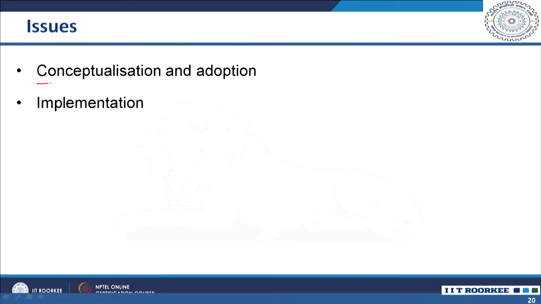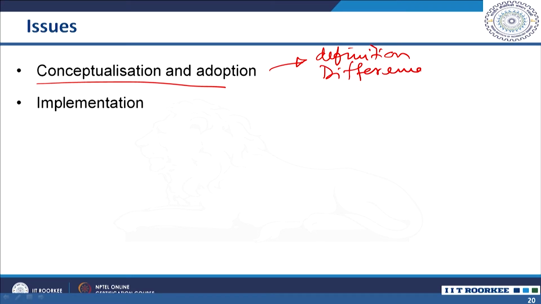In terms of sustainable development, we should address them at the right time, so it is better to address those issues. First is the conceptualization and adoption. It is important to understand the definition and the difference between smart cities and other cities. Then the implementation framework, how it is being implemented.